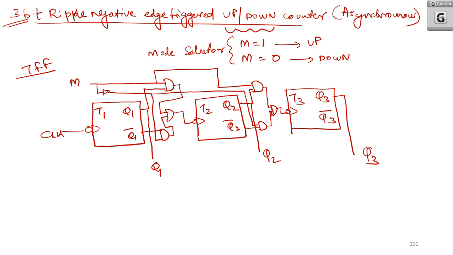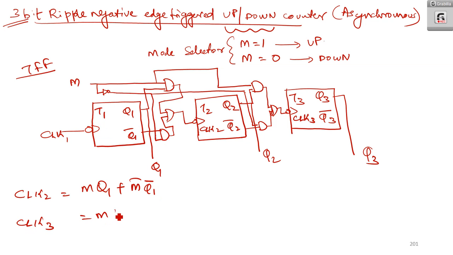Now let me check what happens when M is equal to 1. Say this is clock 1, clock 2 and clock 3. The expression of clock 2 is M Q1 or M bar Q1 bar. And what is clock 3? Clock 3 will be M Q2 or M bar Q2 bar.